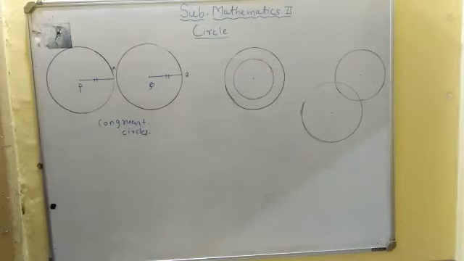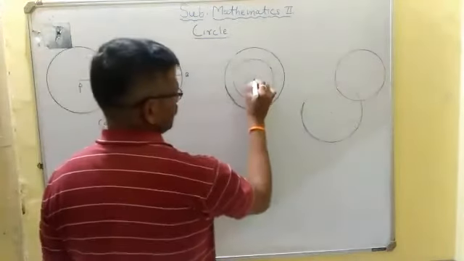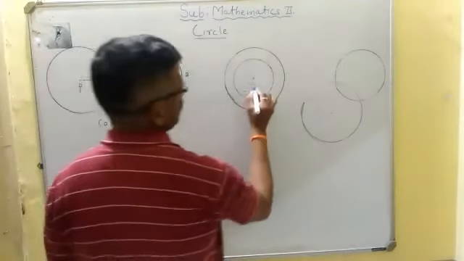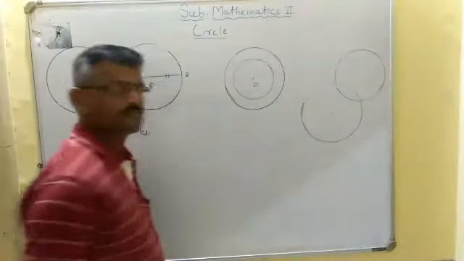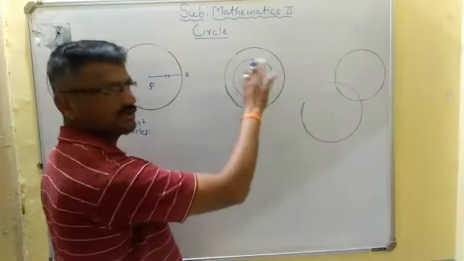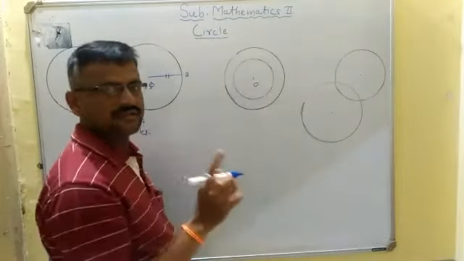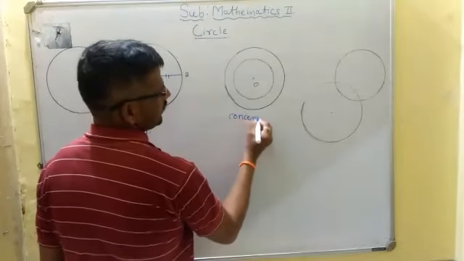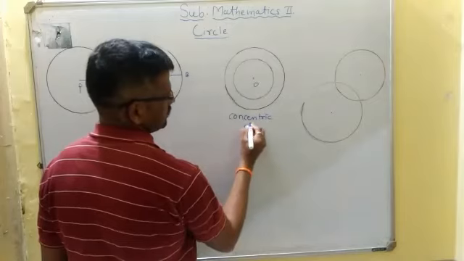Okay. Now in the second figure, both circles have the same center, which is O here. A smaller circle and a larger circle having the same center, then those circles are known as concentric circles.